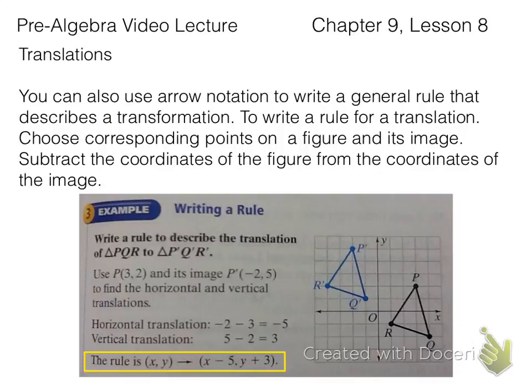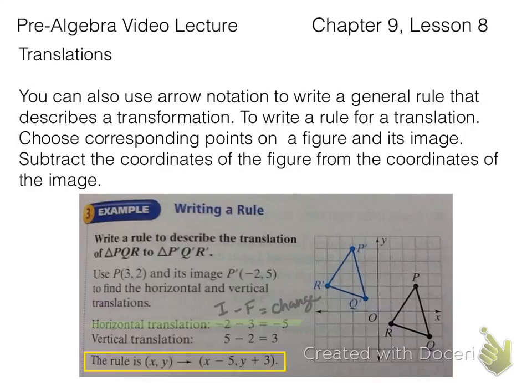All right, so you can use arrow notation to write a general rule that describes a translation. To write a rule for a translation, and again, this is for multiple points, not just 1 point, choose corresponding points on a figure and its image. Like you could choose point P, where point P starts at 3, 2, and the image of point P, or P prime, would be negative 2, 3. And we're just going to do some subtraction to figure out the rule. So basically you take the x's, and again that's the horizontal change, and you subtract them, and it's always going to be the image minus the figure to give you the change.